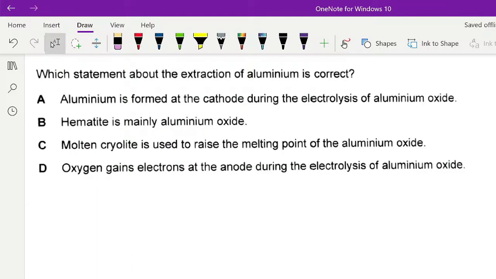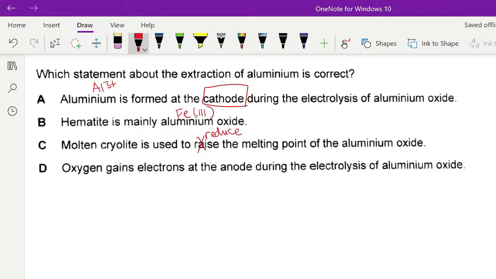Extraction of aluminum, again aluminum is formed at the cathode, all right, because aluminum ion is a positive ion, so it's a cation, it's formed on the cathode. Hematite is iron 3 oxide, not aluminum oxide. Molten cryolite is used to reduce, not raise, but reduce the melting point of aluminum oxide.